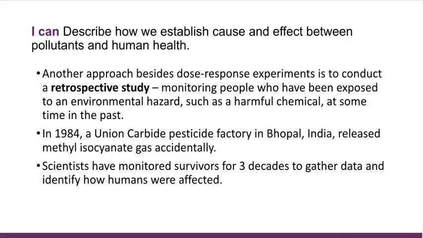We mostly focused on dose response curve, but another way that we can figure out hazards from a chemical is a retrospective study. So that means we can look at what happened to people. For example, in 1984, Union Carbide pesticide factory in Bhopal, India, released this methyl isocyanate gas accidentally. And so for the past 3 decades, scientists have figured out what happened to the humans who were exposed. So that's a retrospective study.